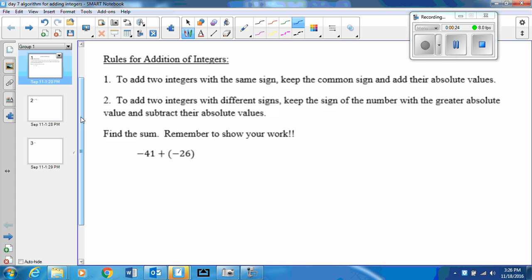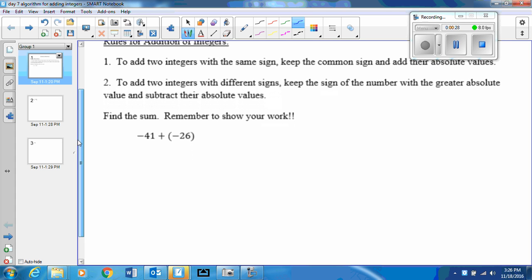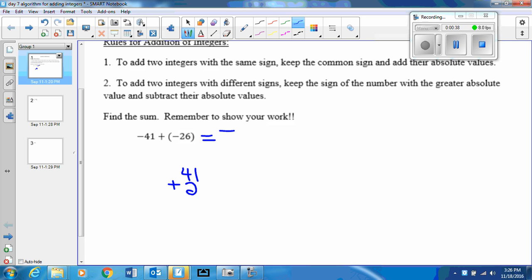So here's our problem. Find the sum. Remember to show your work. Negative 41 plus negative 26. These two numbers are the same signs, so I'm going to keep the negative sign. Below it, I'm going to add the absolute values.